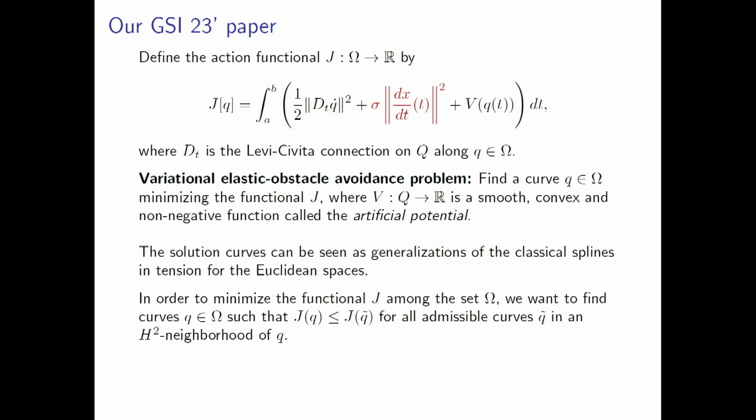Here dt denotes the Levi-Civita connection on Q, and this is called the variational elastic obstacle avoidance problem. The problem consists of finding a curve Q on omega minimizing this functional, where B is again a smooth, convex, and non-negative function called artificial potential. The solutions without the potential B are called in the literature elastic curves, and we are working on this with Margarita Camarini in her PhD thesis. And this is the result that we show in the paper.